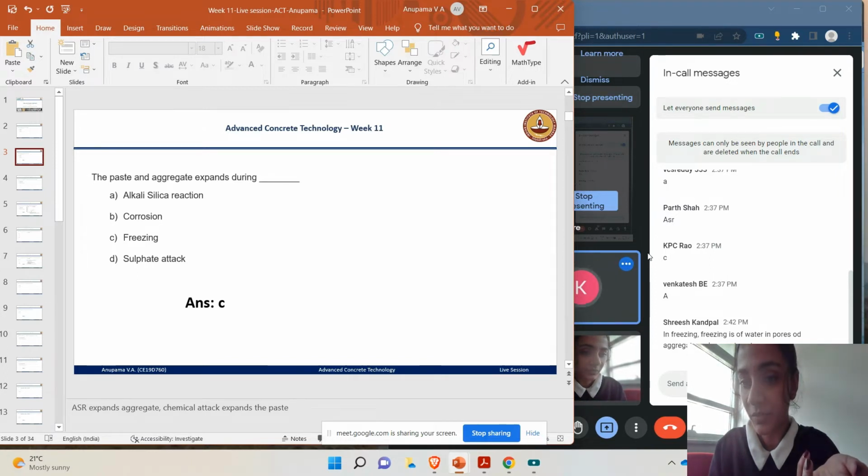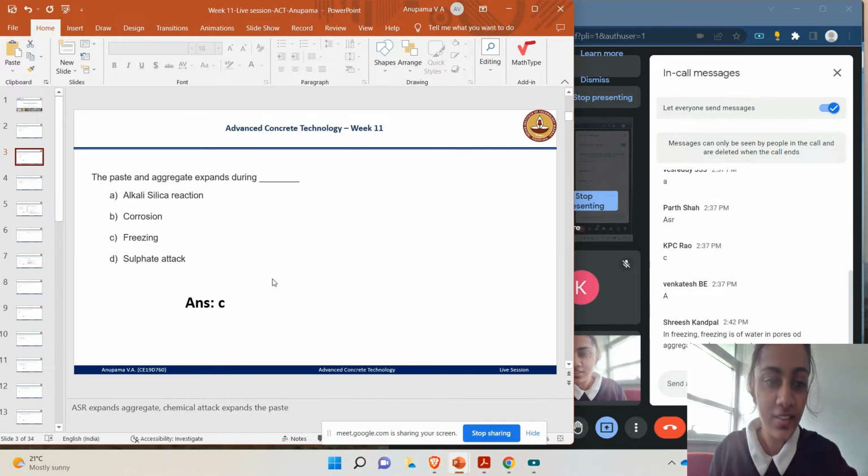Aggregate is also inert material. With the water, with the aggregate, will it expand, ma'am? Yes. Aggregate, a stone. If I take a stone and put it in a freezer, will it increase in volume, ma'am? I mean, the water increases in volume, which results in the expansion of the aggregate. Okay, ma'am. So the correct answer is C, which is freezing, because it expands the paste and the aggregate. Not A, because it expands only the aggregate and not the paste.